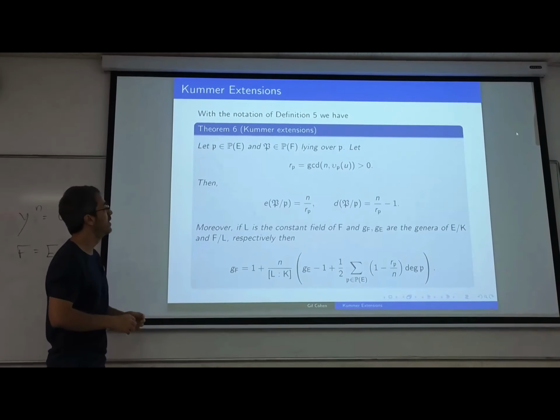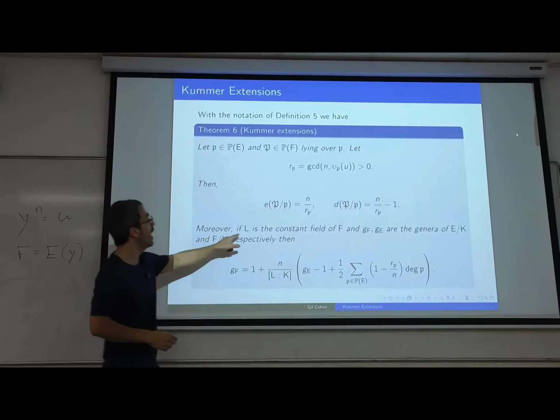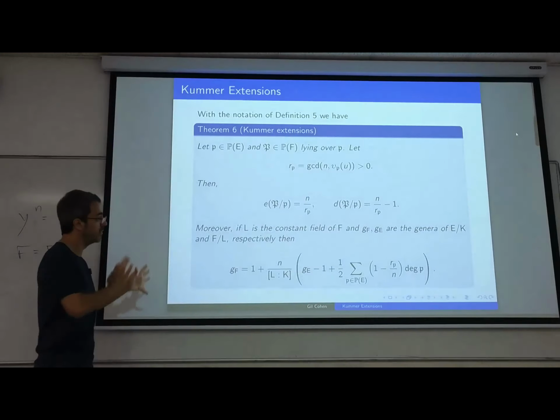And moreover, good things happen. So L is the constant field. Generally speaking, when you extend things, F may have more constants than E. So I usually call this constant field L, and E's constant field K, and I really want them to be the same, and they are the same.